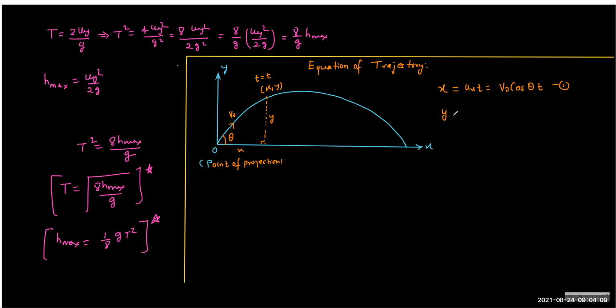Here y naught is 0. So you must be using this relation, right? So y minus 0 equals uy t plus half... Okay, I should put in the answer. y equals to how much? What is uy? V naught sin theta t minus half g t square.